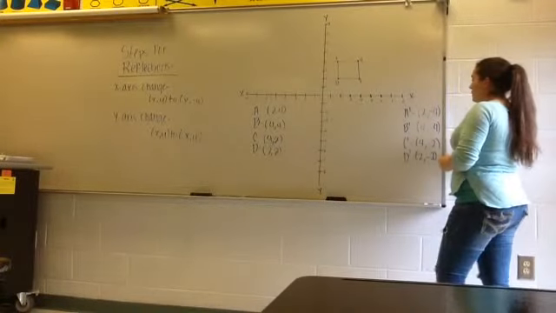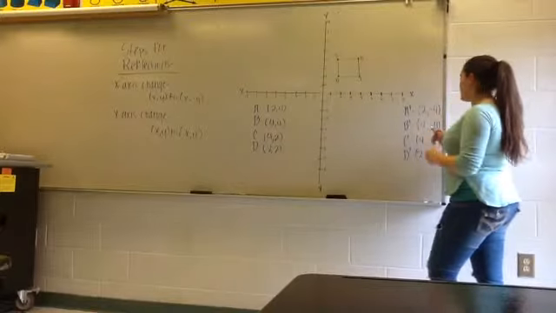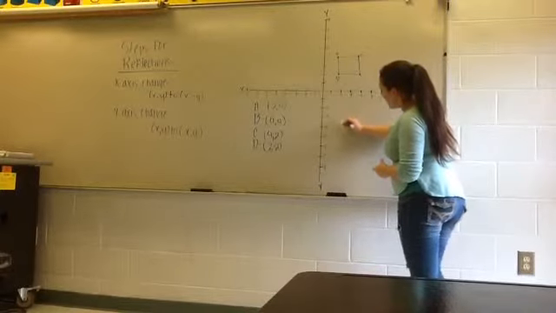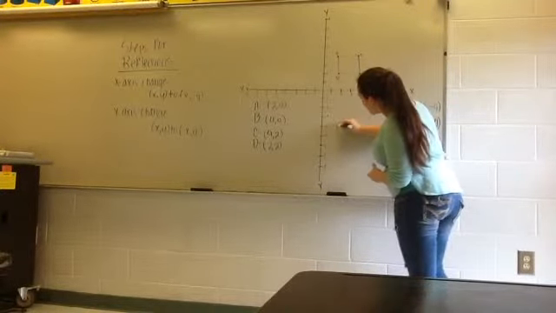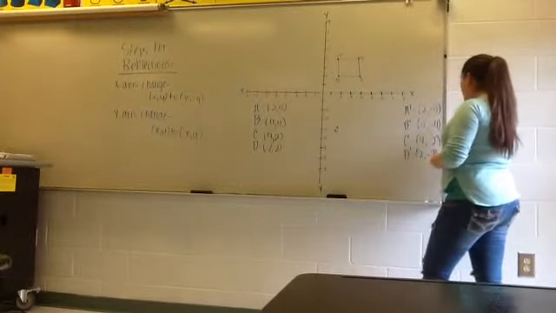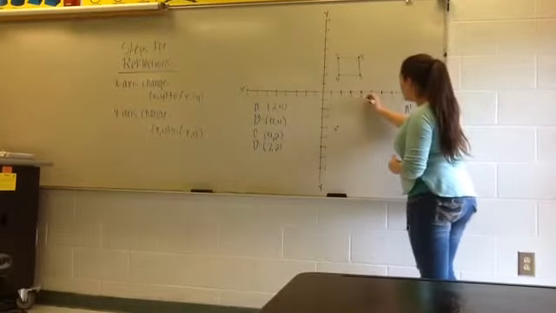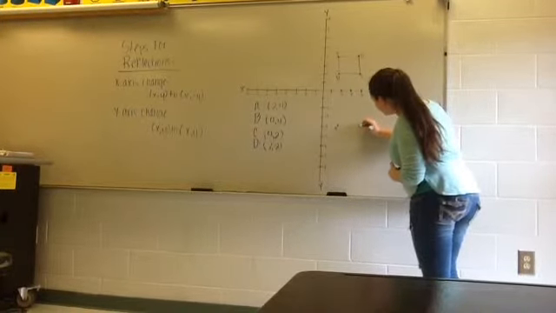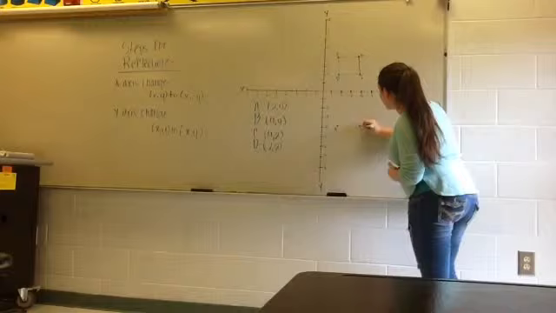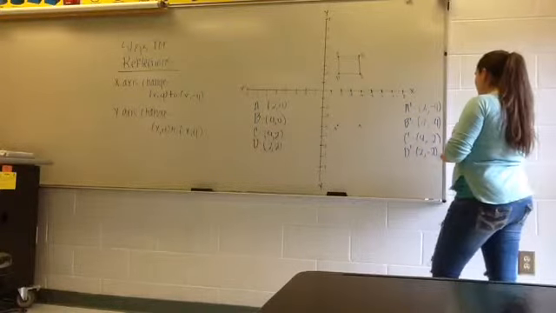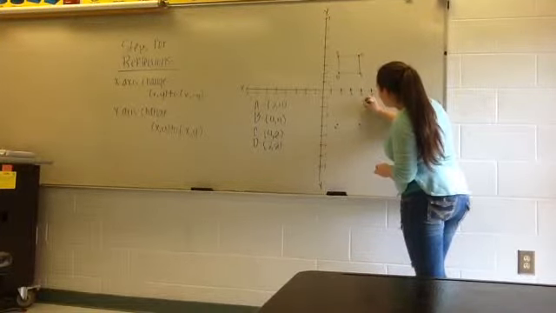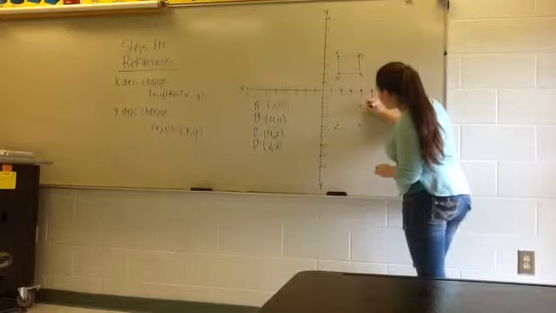So now we're going to plot our coordinates on our graph. A says 2, -4. So we're going to go over 2 and down to -4. There's our new A. B is at 4, -4. So we're going to go over 4 and down 4. And that's our new B coordinate. For C, we have 4 and -2. So we're going to go over 4 and down to -2. And that's our new C coordinate.